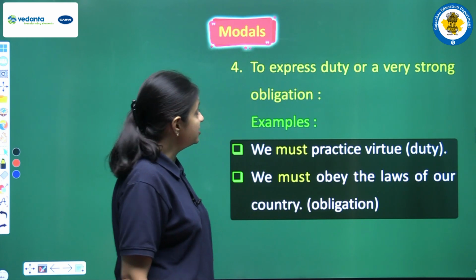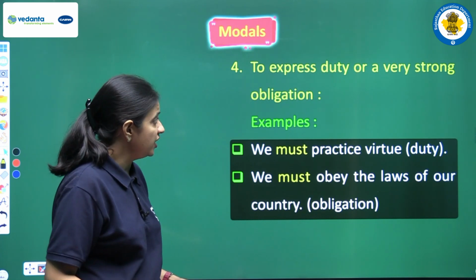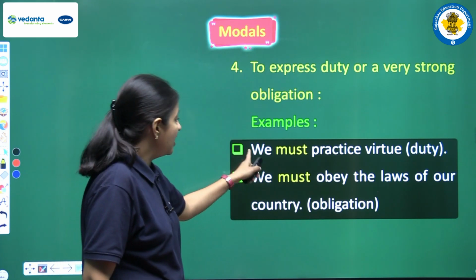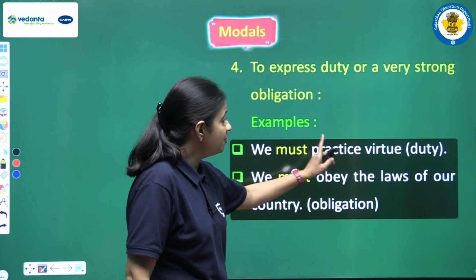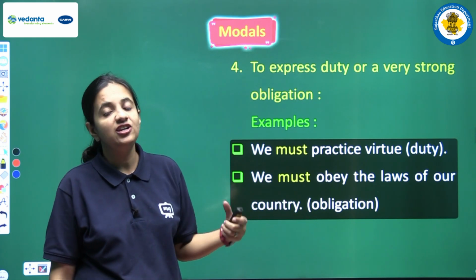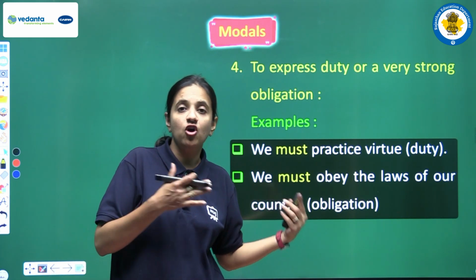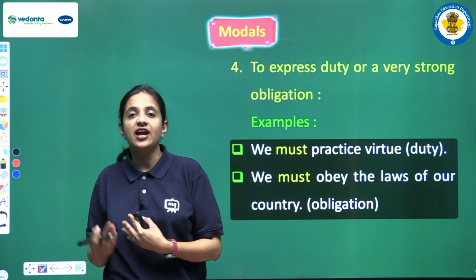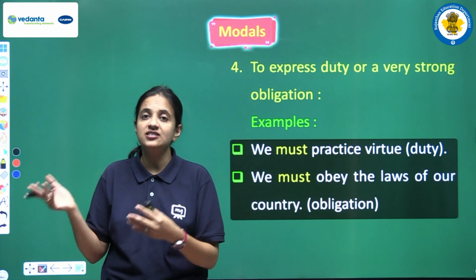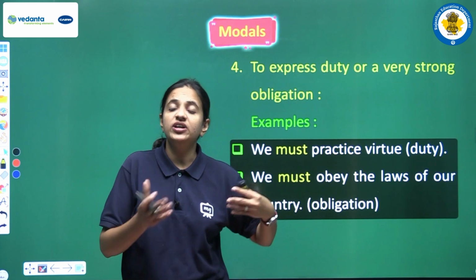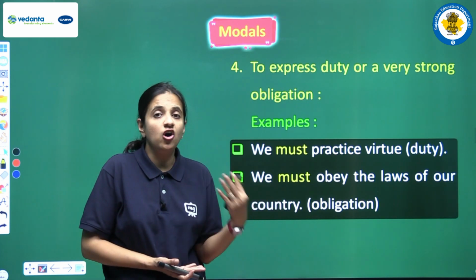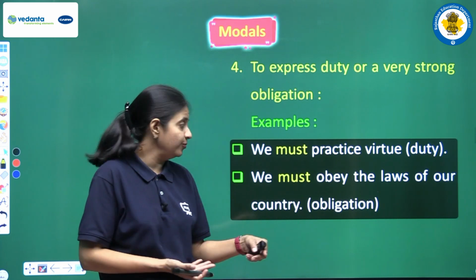Another use of must is it is used to express duty or a very strong obligation. How? Let's see. We have the example, we must practice virtue. The same sentence we can write using should, or using ought to, but that does not have the strong feeling. But if we write that sentence using must, we are expressing a very strong obligation, we are showing a very strong belief.